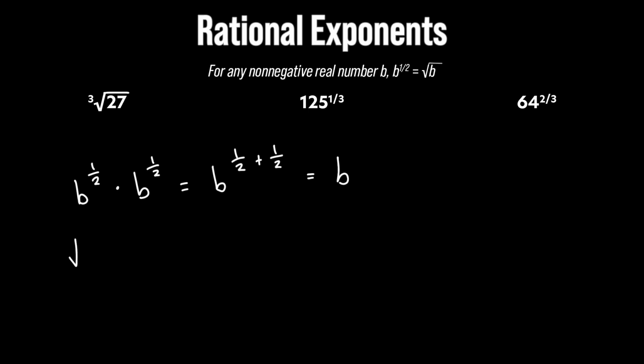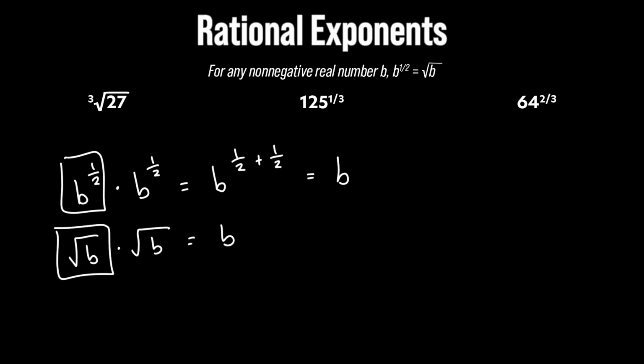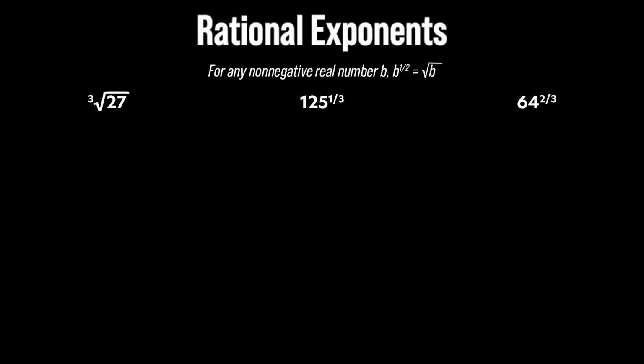Similarly, the square root of b times the square root of b is going to be equal to b, because two square roots, when multiplied, cancel each other out. So as you can see, in both cases, b to the 1/2 and the square root of b both make up half of b. Now, when we say the square root of b, we mean the second root of b, which would look like this. So this is equivalent to b to the 1/2.